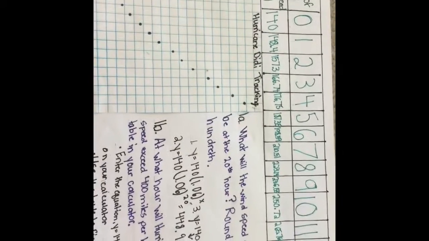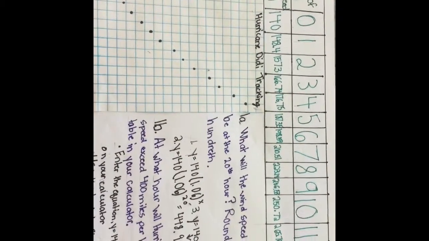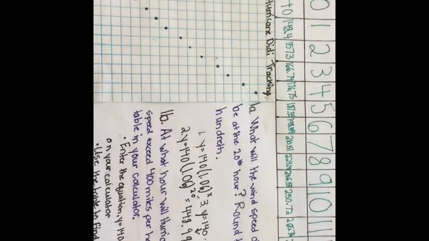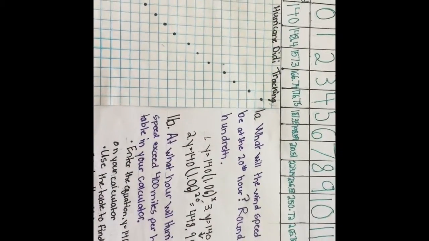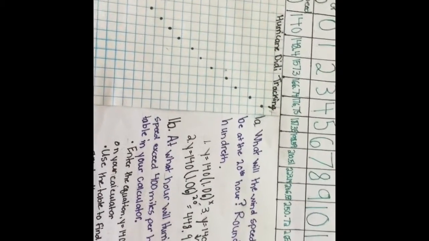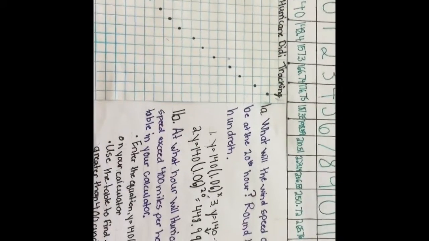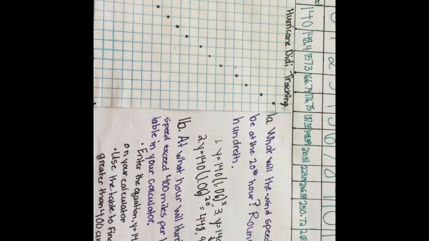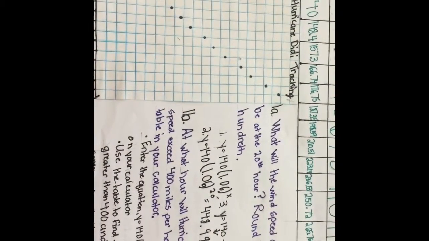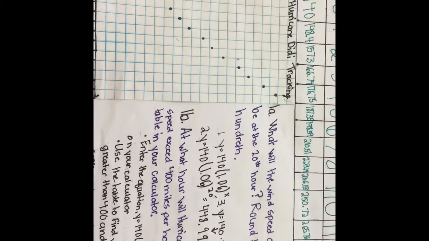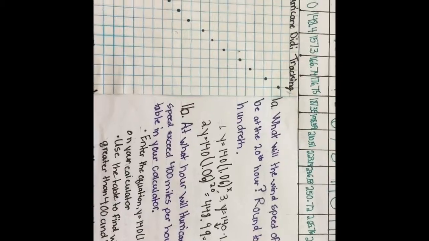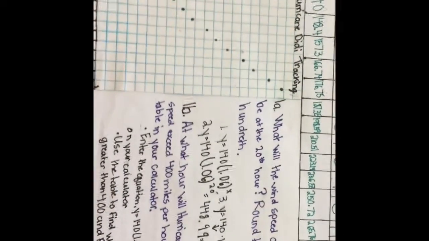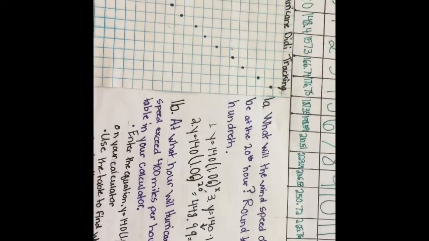So what will the wind speed of Hurricane Dee Dee be at the 20th hour? So you have to round to the nearest hundredth. So what you would do, you have to plug the exponent into the equation. So 20 would represent the number of hours, so that would be x. So y equals 140 times 1.06 to the 20th power, and that would equal 448.99. Round to the nearest hundredth would be 448.91, and round to the nearest whole would be 449 miles per hour.